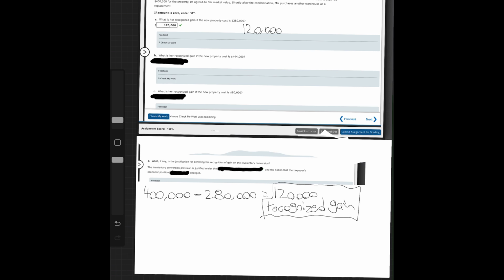What is her recognized gain if the property cost is now $444,000? Okay, so we just do the same thing we just did. It's going to equal negative $44,000. But we're just going to say 0. It's technically negative, but we're going to say it's 0 because there is no recognized gain, basically. What is the recognized gain if the new property cost is $80,000? Okay, same thing.